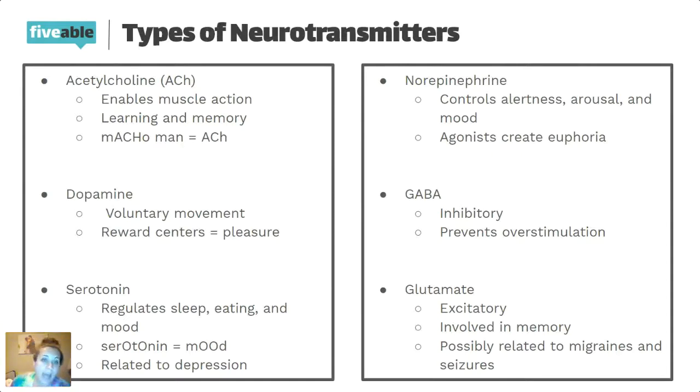And so how I remember acetylcholine is macho man, because the ACH in macho, you know, like muscle action and movement, things like that. That's how I remember that. ACH has to do with muscles and movement and voluntary action, things like that. Dopamine has to do with voluntary movement specifically, and then reward centers in our brain for pleasure. And so, yeah, heroin, I believe, is a dopamine agonist.